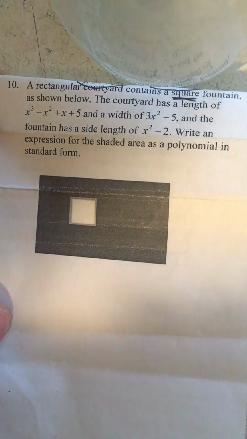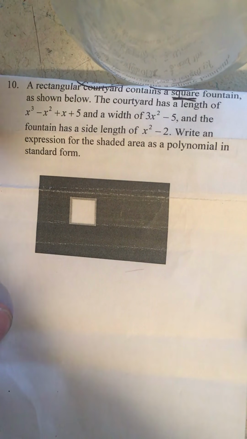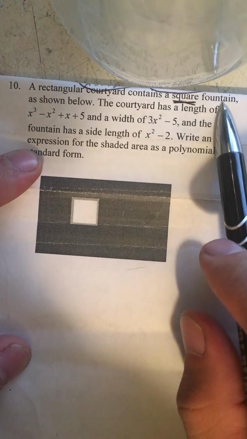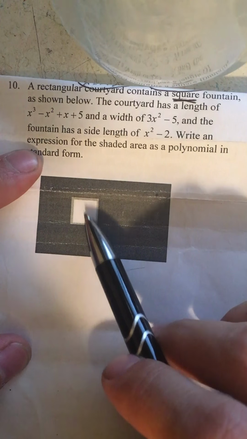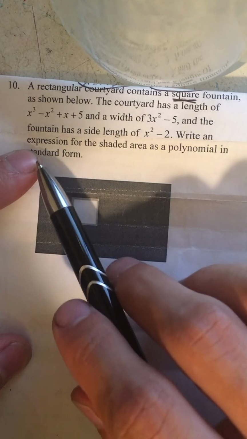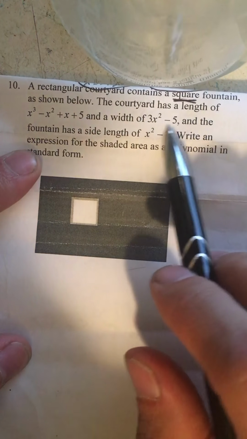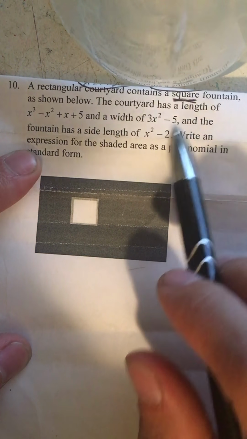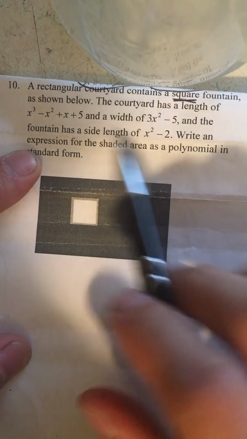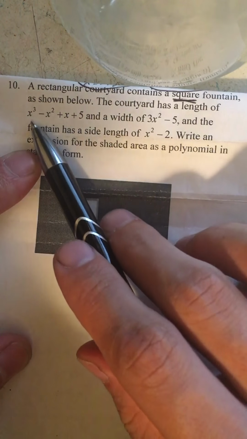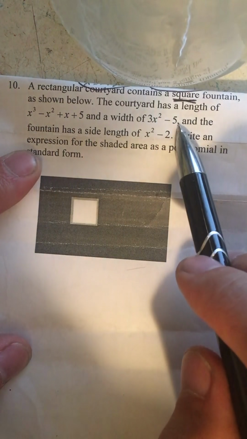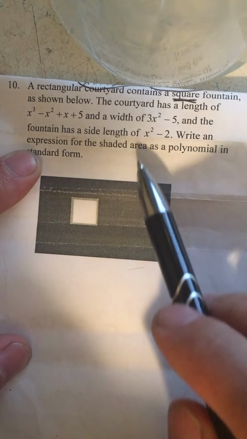Hey Jersey, this is question number 10. So the key component here is the fact that it talks about this square fountain, the fact that this fountain is square. So the first thing we're going to look at, it says that the courtyard has a length of this by this, and then there's a square fountain. So it says write an expression for the shaded area.